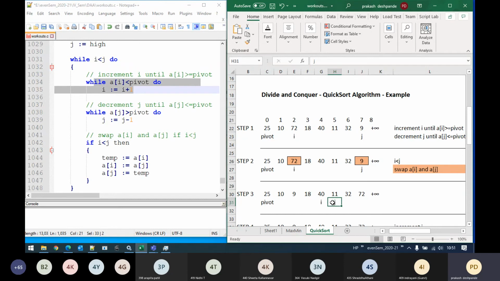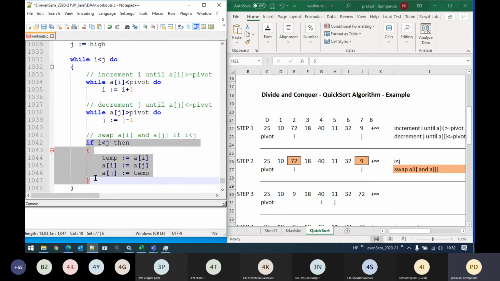Now j comes to its previous value. The element at the jth position is 11. Is this 11 greater than pivot? No, it is not, which means we stop decrementing j. So we incremented i and we decremented j. Now i has the value 4 and j has the value 5, the index values. Now look into this particular block.